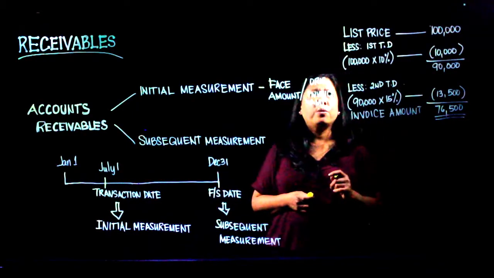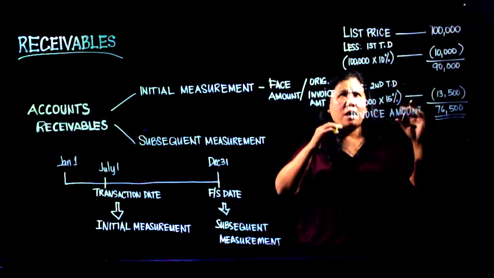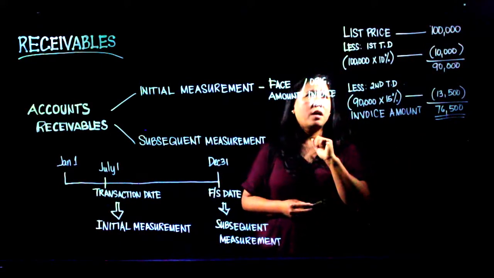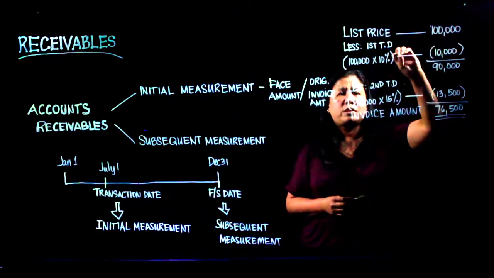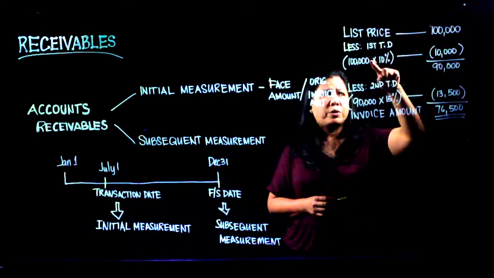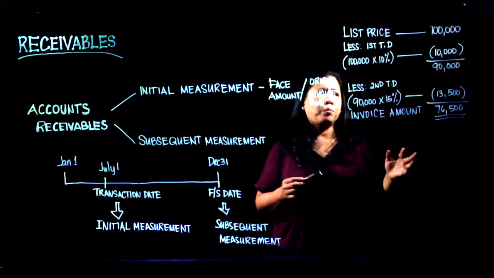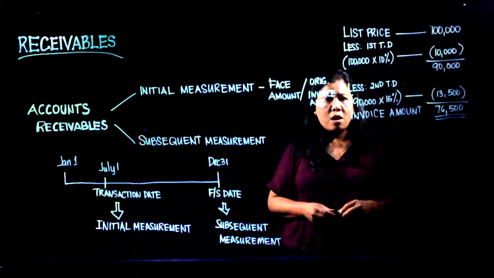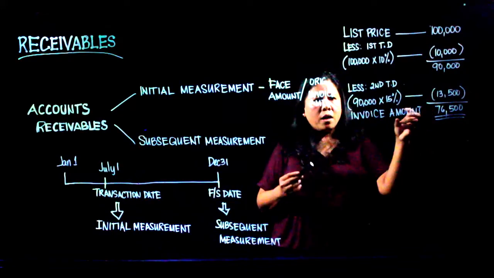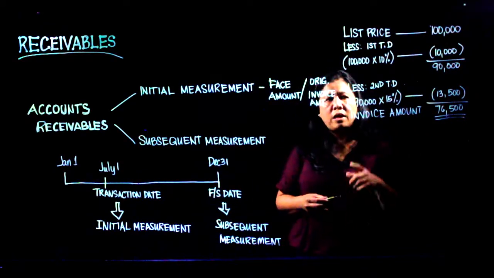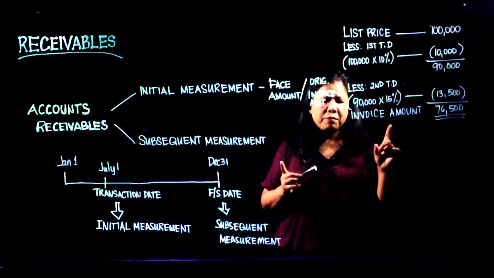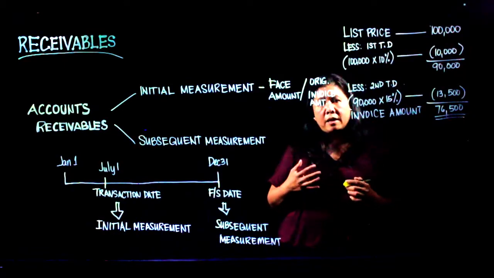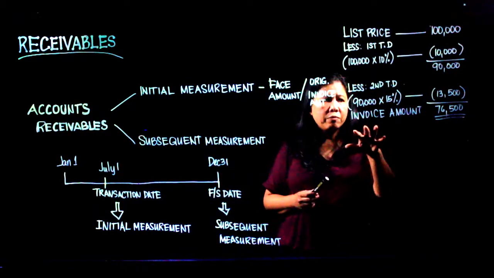All right, so in this example, we calculated the invoice amount as list price of 100,000 less the first discount of 10%. 100,000 times 10% is equal to 10,000. And we less that, we get 90,000. And 90,000 will be the basis for the second discount. 90,000 times 15%, the second discount, we get 13,500 as the second trade discount. So the invoice price is 76,500.